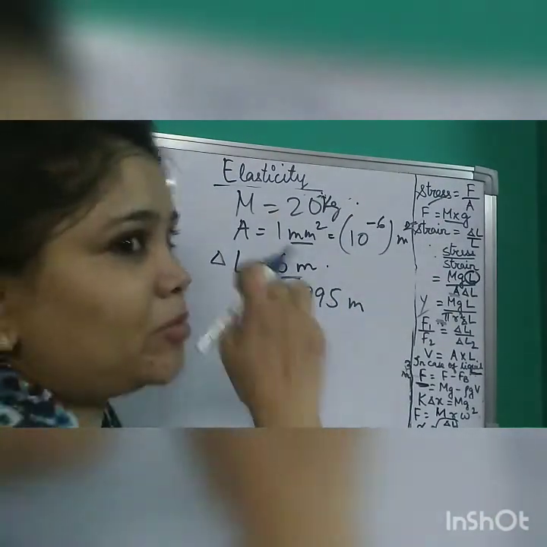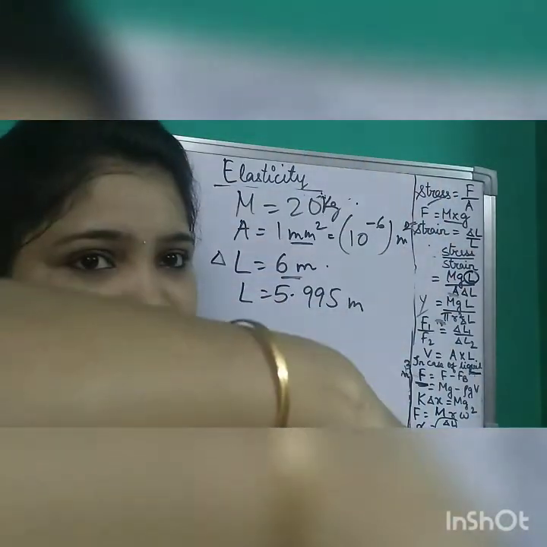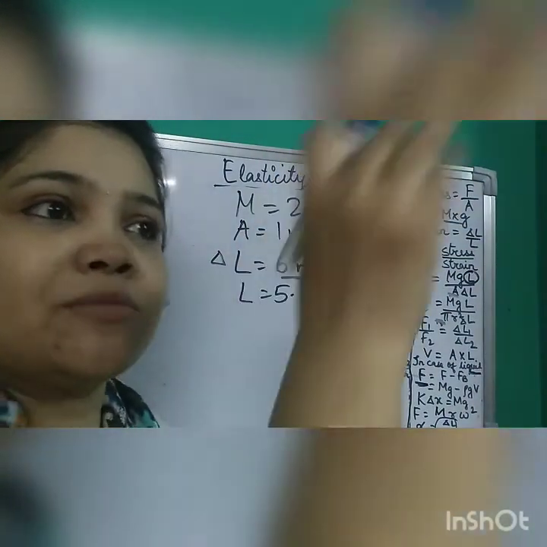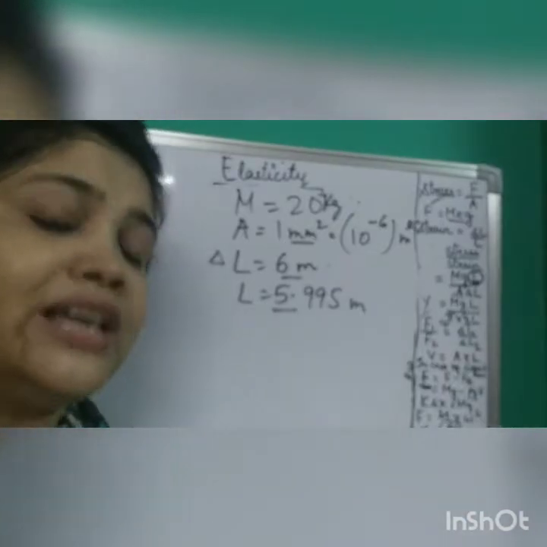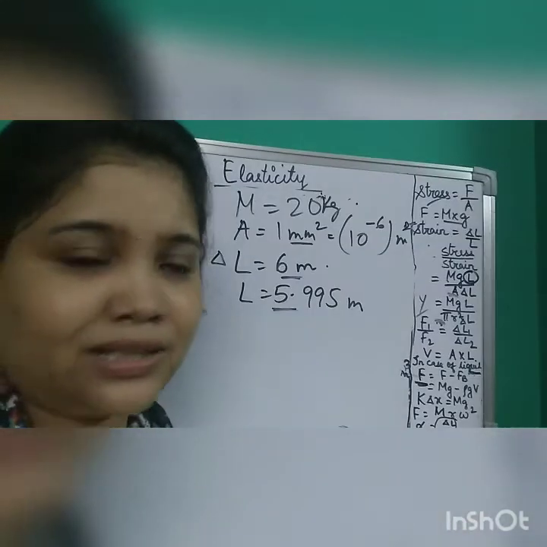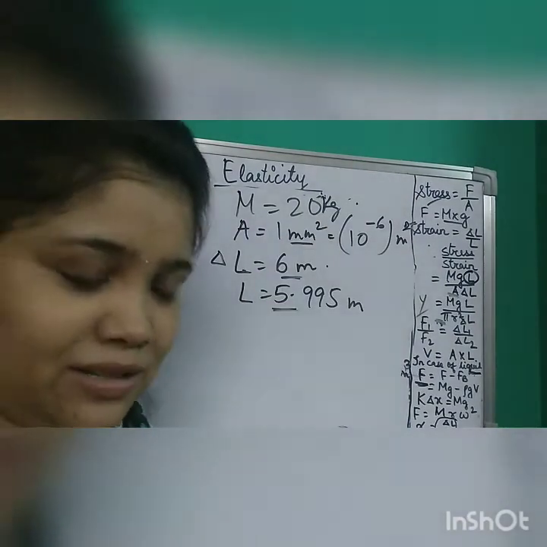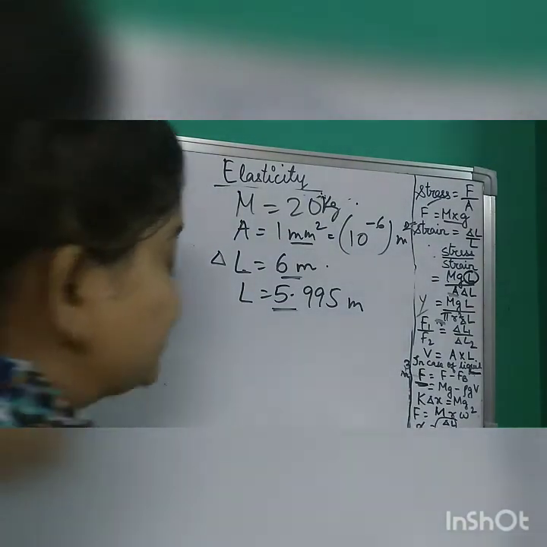Obviously 6 meter cannot be the original length, 5.995, because when a body stretches and you remove the load, the body comes back to the original length. So the original length is obviously smaller than the stretched length. So 6 meter is not delta L.